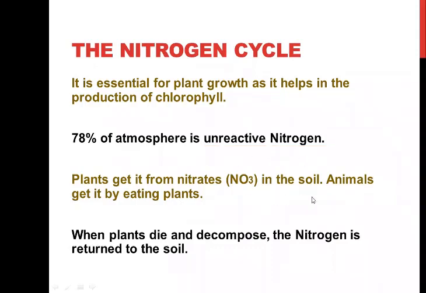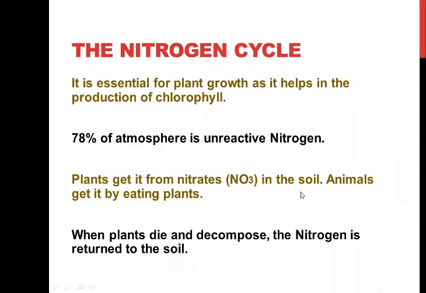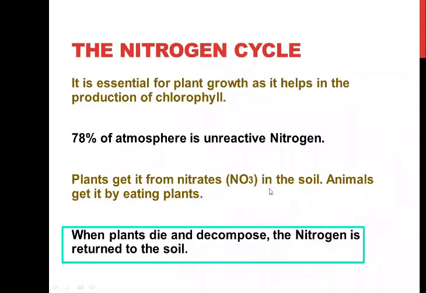Normally, the plants get nitrogen from soil in the form of nitrates and animals get it when they eat the plants. Eventually, when the plants and the animals die and decompose, this nitrogen is again given back to the soil.